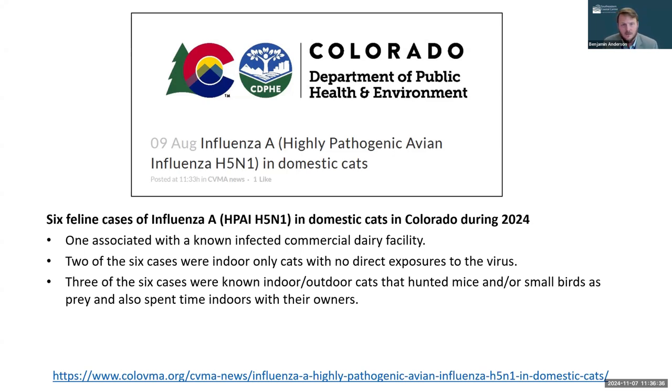However, what doesn't make sense to the epidemiologist is 2 of the 6 cats were indoor cats and had no direct exposure to animals. And 3 of the 6 cats were indoor-outdoor cats, but also had no exposure to livestock, but they did hunt mice and or small birds. So the question here is, can cats be a consistent reservoir and transmit H5N1, and how are they picking up the virus? Is it through migratory birds? May they be exposed to livestock? What is the risk associated with that?